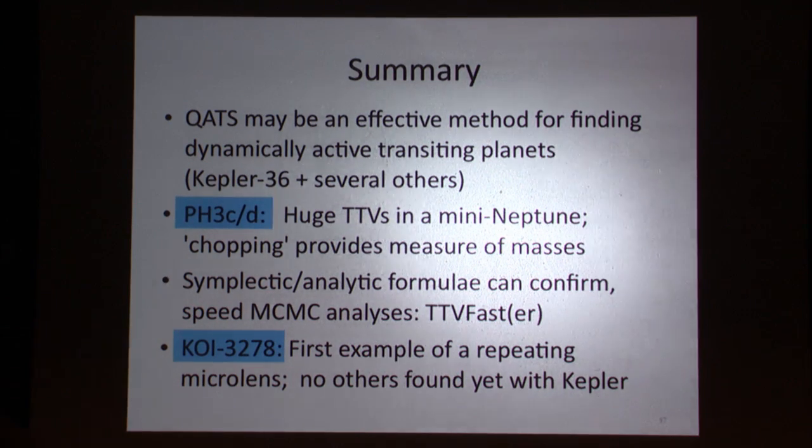We've been developing tools for further TTV analysis, and now we're working on applying those to other systems, and I gave you a couple examples of that. And in the process of looking for transient planets, we've stumbled upon the first repeating microlensing event, and that hopefully will help constrain models of common envelope evolution.